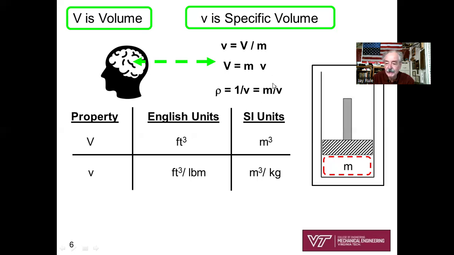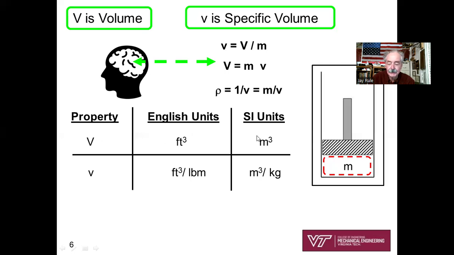Here's a typo already in my slide. That should be m divided by capital V, shouldn't it? Density is mass divided by volume, kilograms per cubic meter. Okay, well, this kind of is a good way to look at units. When you have capital V, when you have volume, English units problems, of course, you should always be thinking cubic feet. If you've got cubic inches, immediately convert to cubic feet.